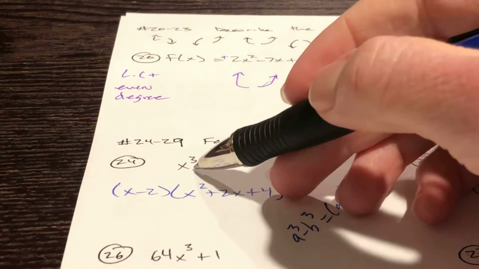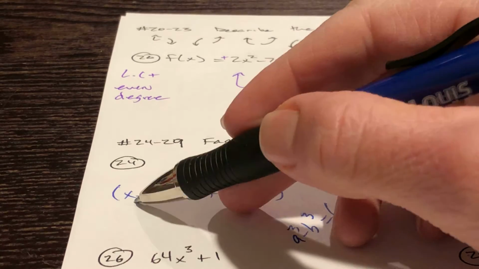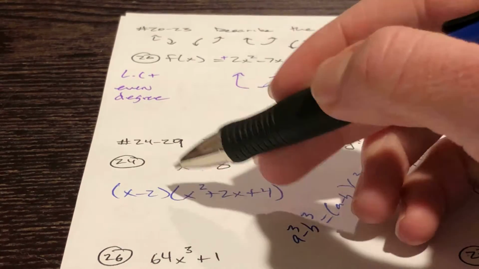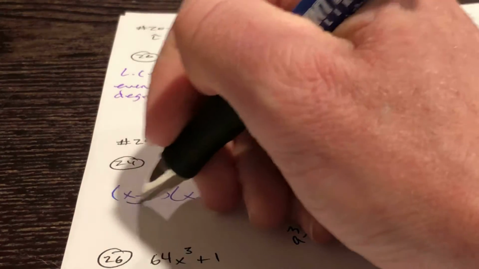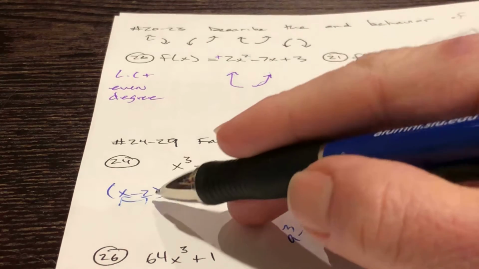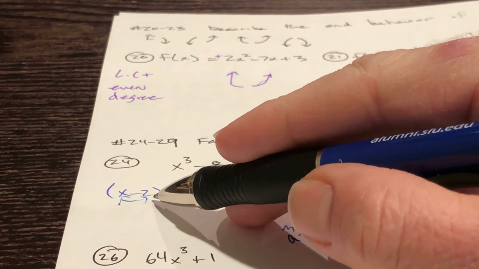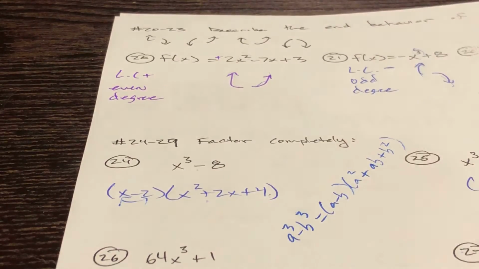So I take the cube root of x to the third and 8. That is going to be x, same sign, minus 2. I take this first term x and I square it. If this is a negative, this has got to be a positive. Then I take the inner product, x times 2, which is 2x. Then it doesn't matter if you think of it as a 2 or a negative 2. When you square either number, you get a positive 4.